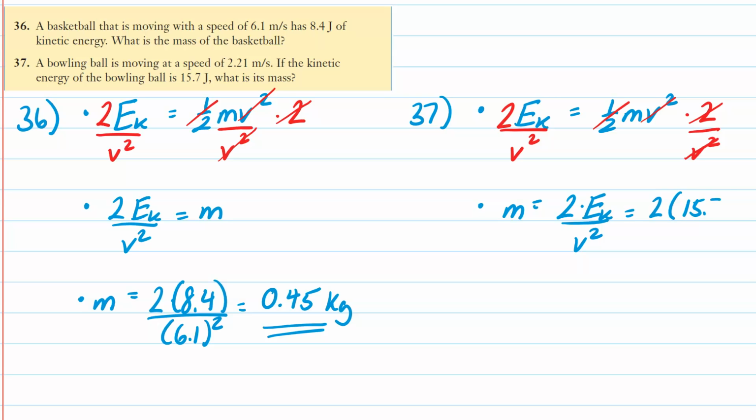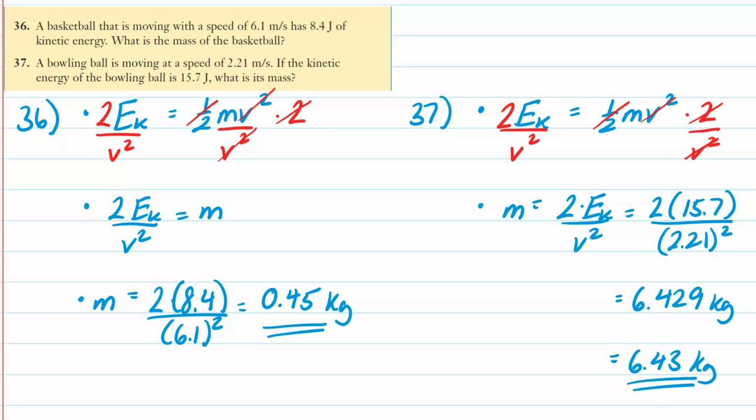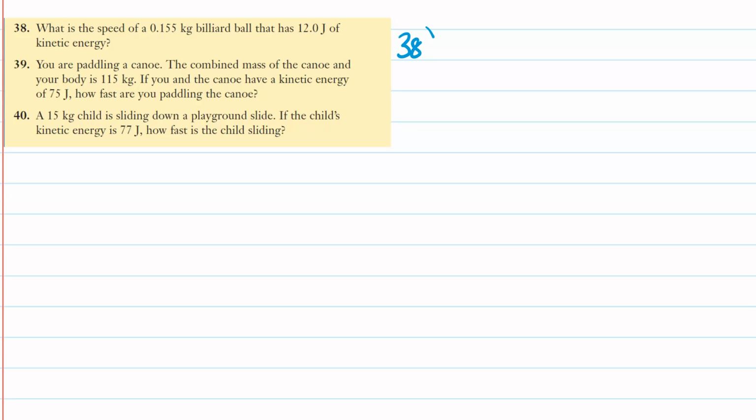and filling in the values, that's 2 times a kinetic energy of 15.7 divided by a speed of 2.21, which, don't forget, you're squaring, and that's 6.429 kilograms. But since our data has a minimum of 3 sig digs, we should only have 3 sig digs in our final answer, so it should be 6.43 kilograms.